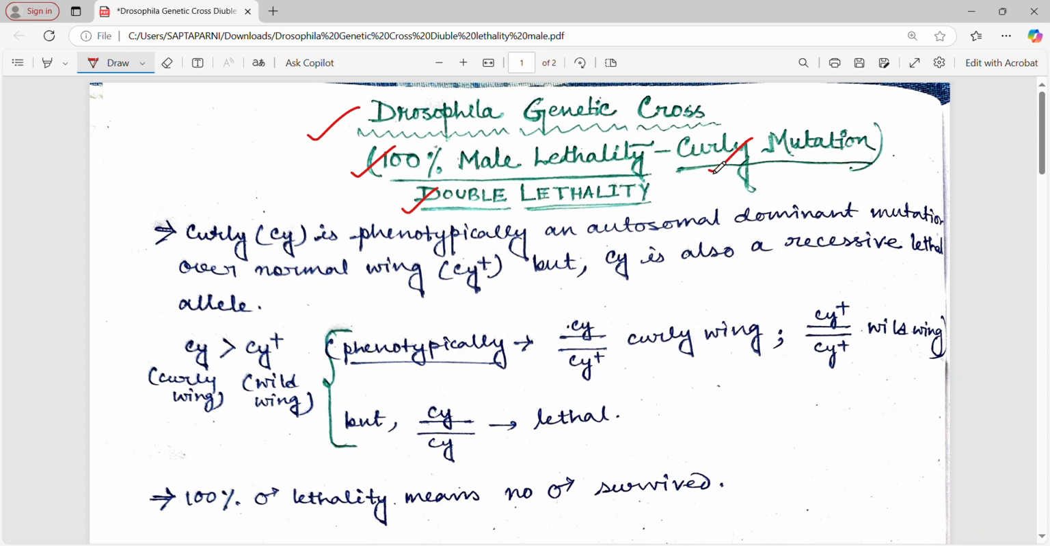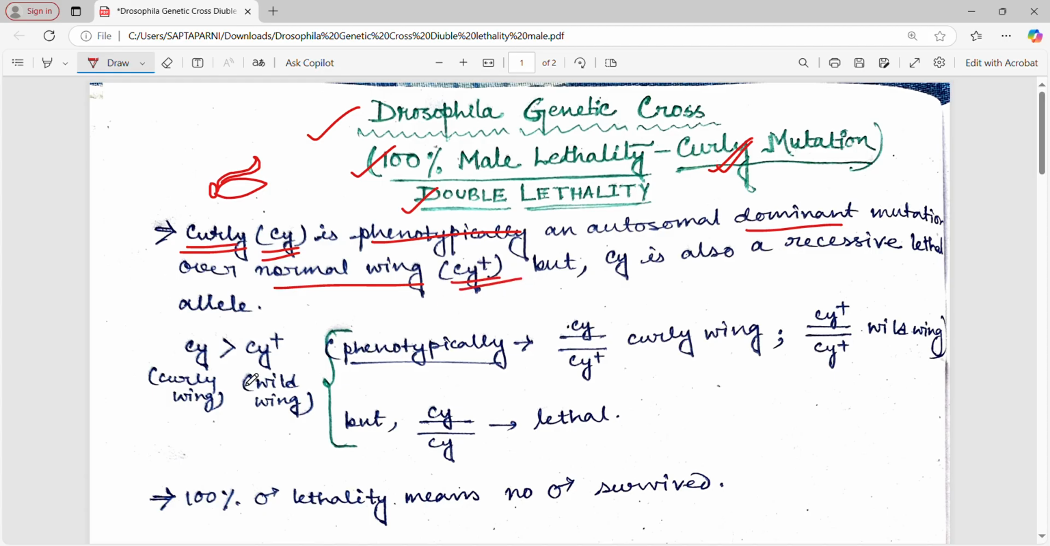So first of all, what is Curly mutation? See, in my previous 2 videos of Curly mutation, I have already discussed in detail. So here I am only briefing it. Curly is a wing mutation in Drosophila, where if Curly mutant alleles are there, you can find a backwardly curled up wing. Okay, so the Curly mutant allele is denoted as Cy, and you have to remember that phenotypically this mutant allele is dominant over the wild type or normal wing allele, that is denoted as Cy plus.